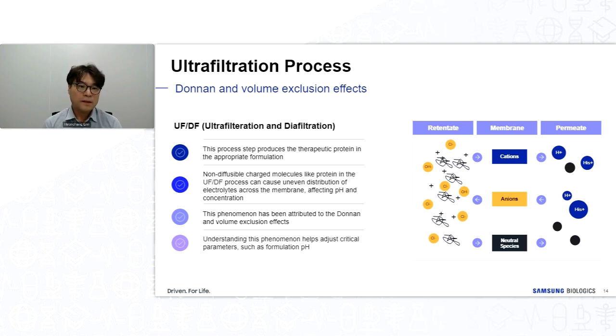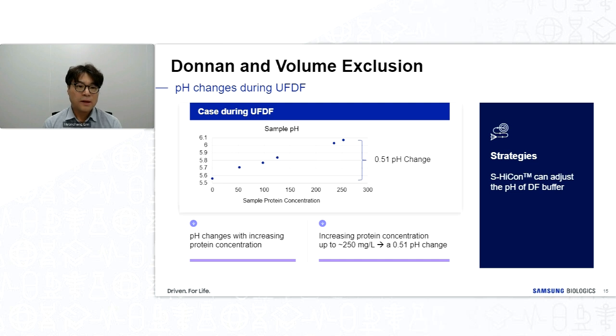As can be seen in the slide, there is a significant pH change with increasing protein concentration. We can adjust the pH of the DF buffer to target the final formulation pH. In the case here in the slide, concentrating up to 250 mg per ml, the pH changes by 0.51 pH unit from the pH of the diafiltration buffer.